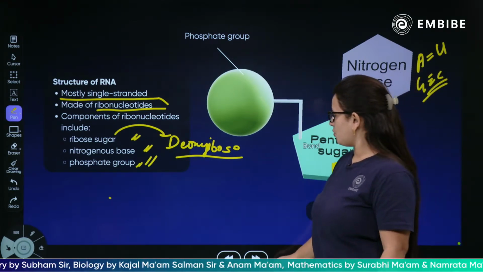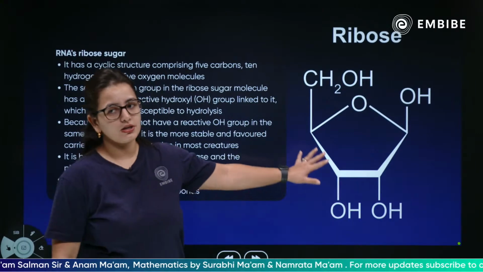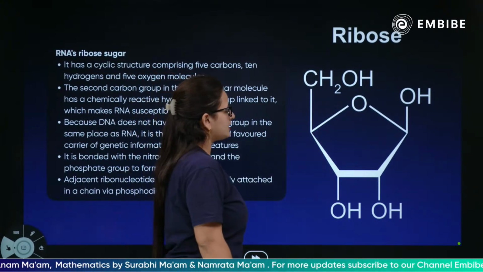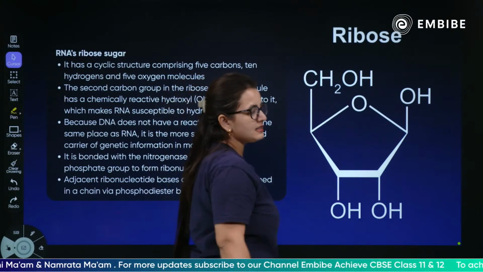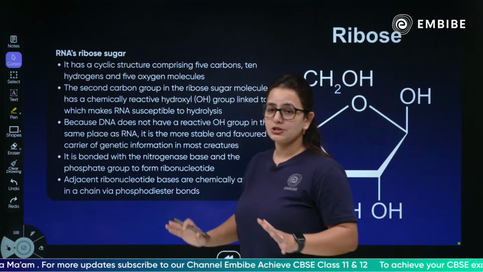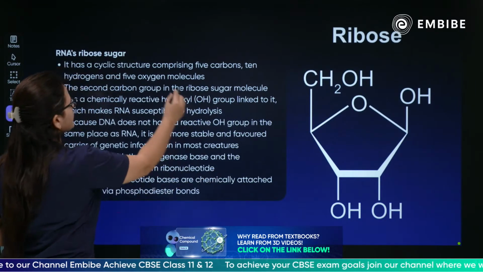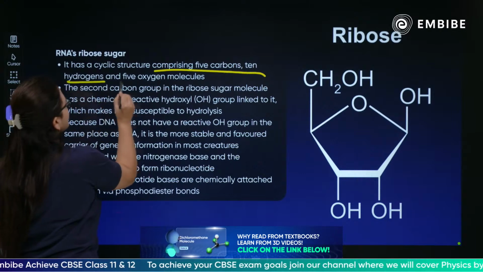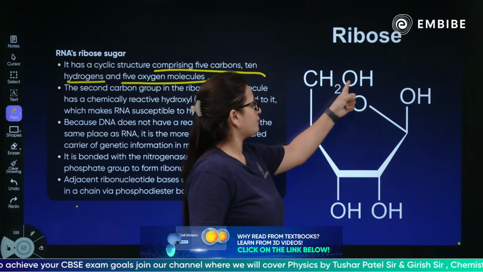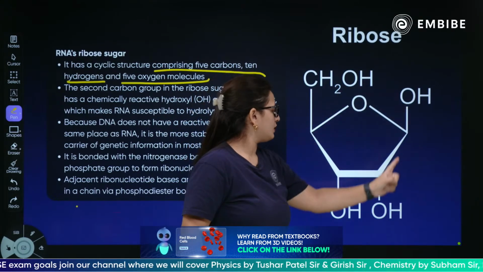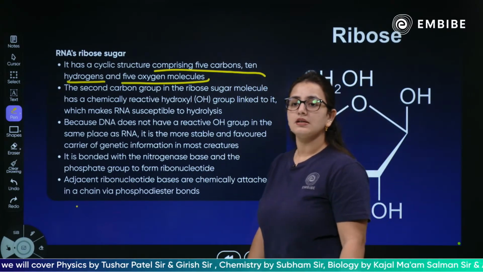Next, talking more about the structure of RNA, which has a ribose sugar. If you see the structure, this is 1 carbon, 2, 3, 4, 5. This is a 5 carbon compound, a cyclic structure containing 5 carbons. Why is this more reactive? It comprises 5 carbons, 10 hydrogens and 5 oxygens.